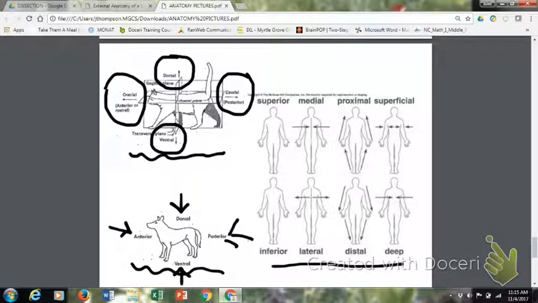Now, it's a little bit different in humans. Humans, we don't really use dorsal and ventral to describe our belly and our back. We use anterior and posterior. So that's how it's a little bit different. Other than that, we're good to go. And our anterior and posterior being our front and back. In a cat, that's the head and tail. In a human, our head and our feet are superior and inferior.